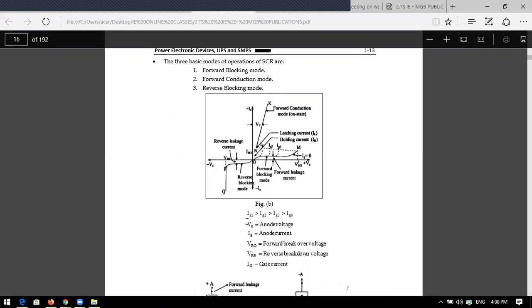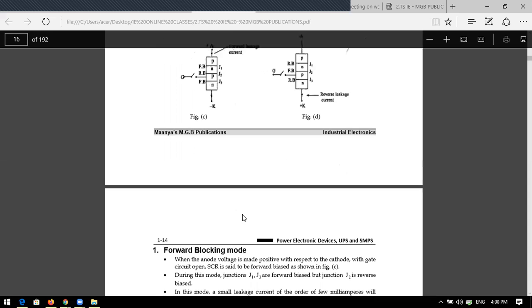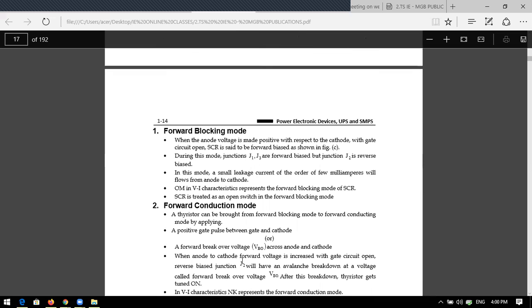Okay, and that is the reason. The first case is very much preferable. What is the first case? The anode to cathode voltage is positive, and you also apply a small gate pulse. Then it goes into forward conduction mode.